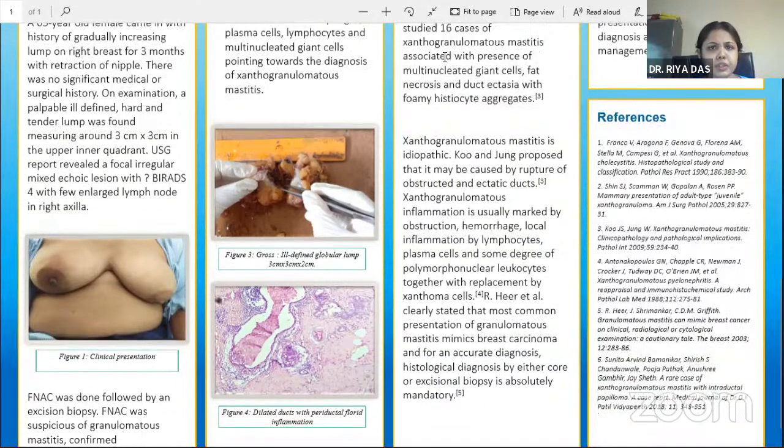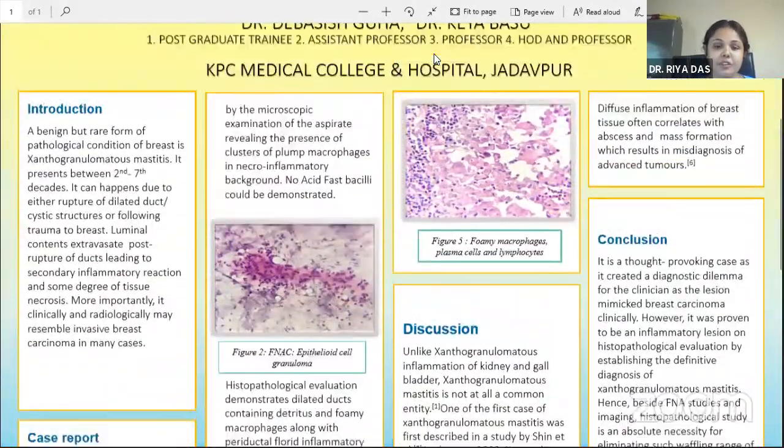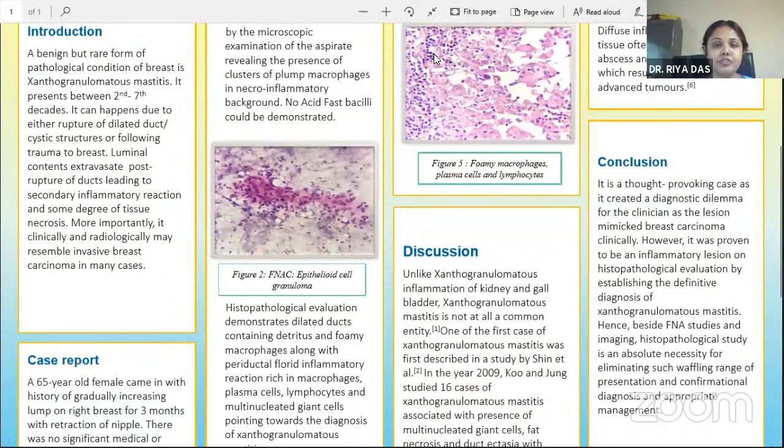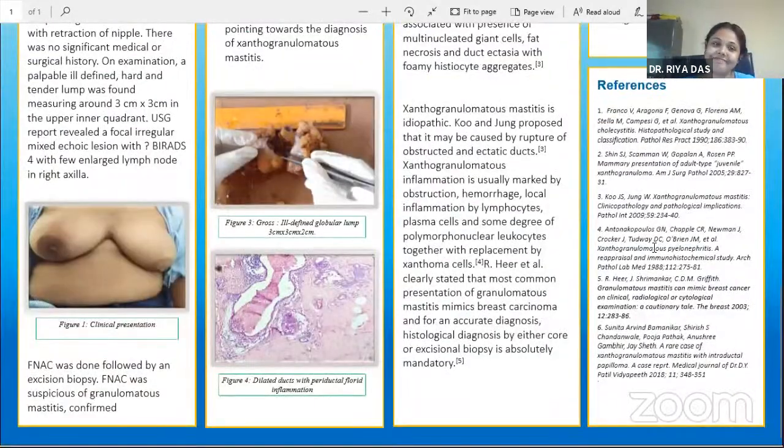So to finally conclude, this was a thought-provoking case where the lesion initially resembled a breast carcinoma. Then on FNAC, the diagnosis tipped towards tuberculous mastitis, which was eventually ruled out. And finally, only with a histopathological examination, we could reach a conclusive diagnosis, and ultimately we could help the clinician in deciding the necessary treatment for the patient. Thank you. These are my references.